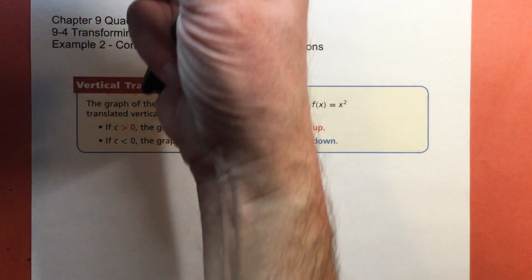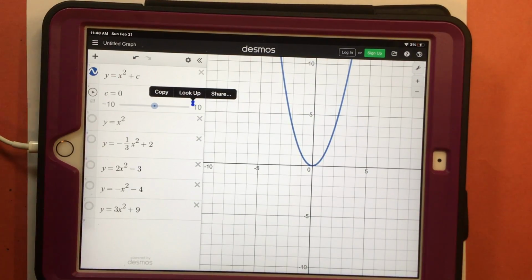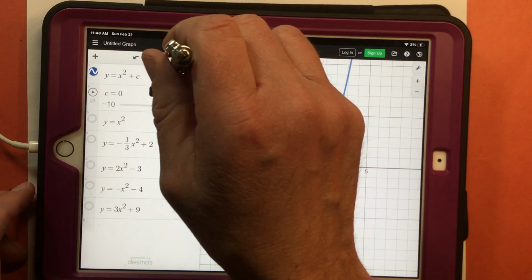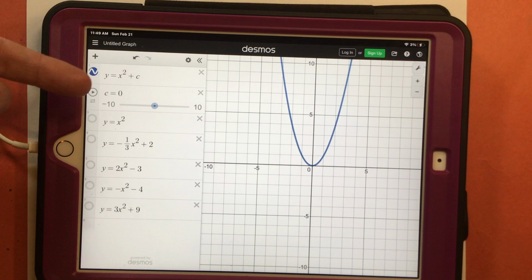So again, let me show you using my wife's iPad. So I have the parent function right here, and these are going to be the examples I'm going to give you. All right. Let's see what goes on there. Okay. Now, this right now is y equals x squared plus c, and I'm letting c equal 0. I start out with c equals 0. So this is, again, the original parent function.